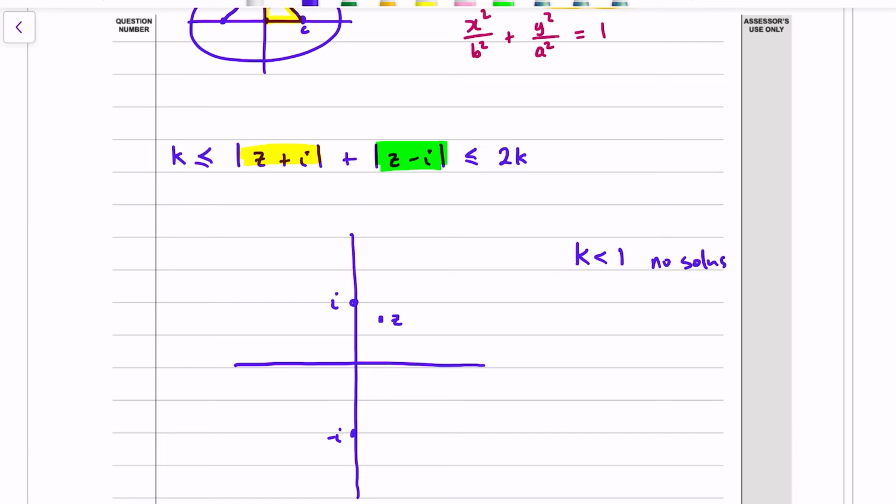If k is equal to 1, then our inequality becomes: the sum of those two distances, the yellow and the green distances, has got to be between 1 and 2.